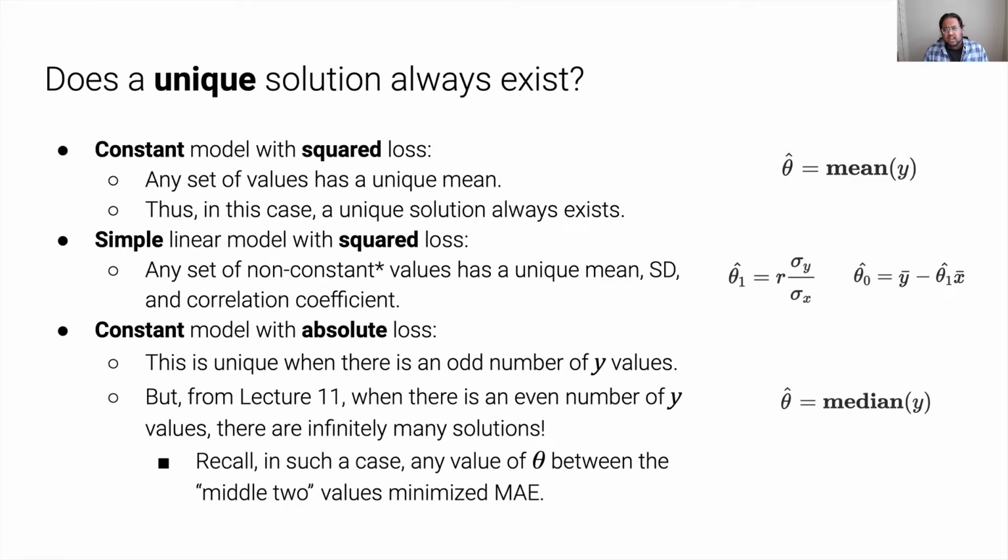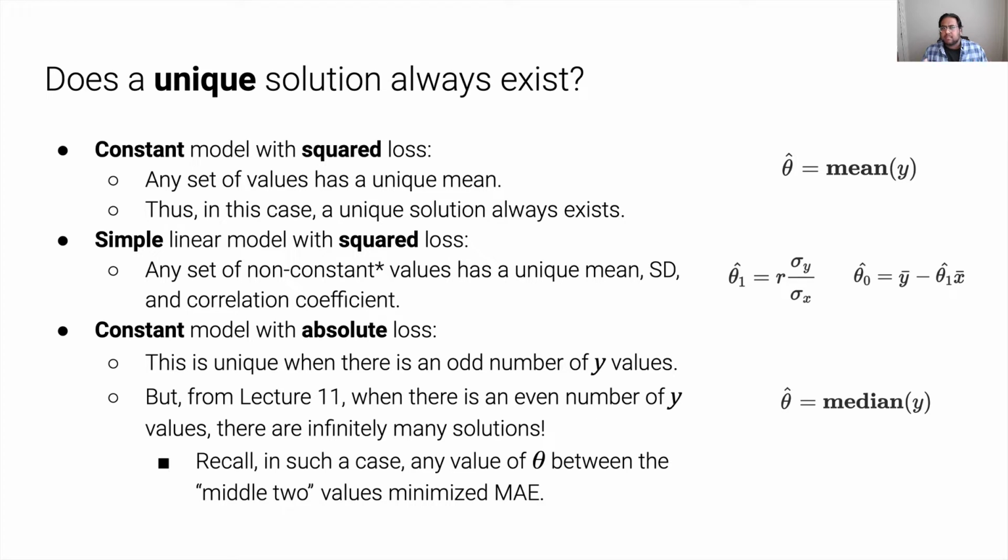And so let's consider the combinations of models and loss functions that we looked at before this lecture. The very first model we looked at was the constant model, and we looked at the squared loss, and we determined that the value of theta hat in that case was the mean of our y values. Now, as you know, any set of values has a unique mean. You compute it by adding up those values and dividing by the number of them that exist. There's only one possible value there, and so the constant model with squared loss has a unique optimal parameter.